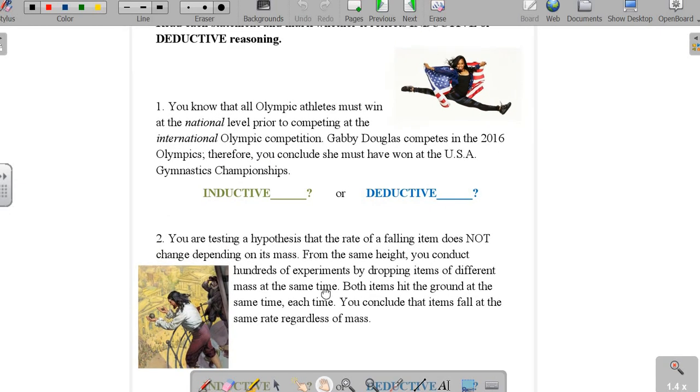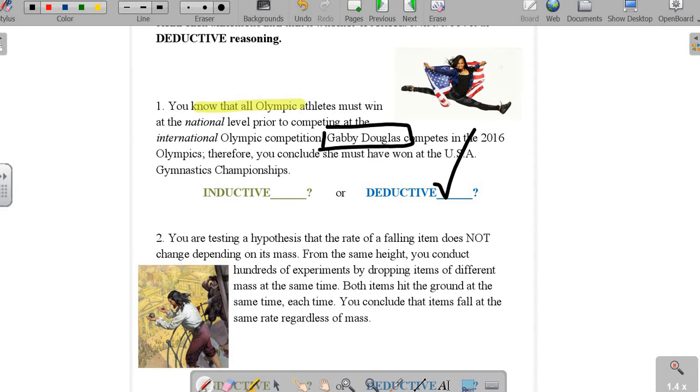You know all Olympic athletes must win at the national level before competing at the International Olympics. Gabby Douglas competes in the 2016 Olympics, therefore you conclude she must have won in gymnastics. So you take a truth and apply it to a specific person. That was deductive reasoning.